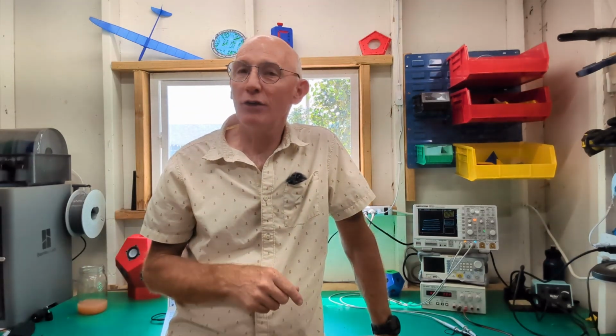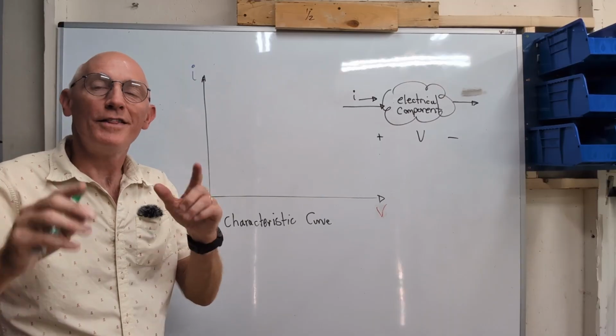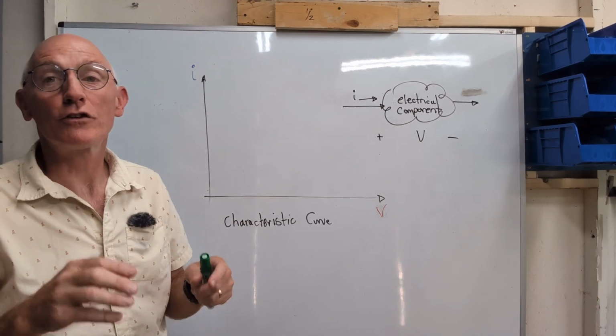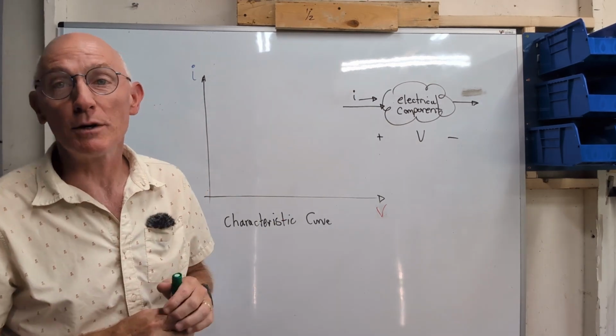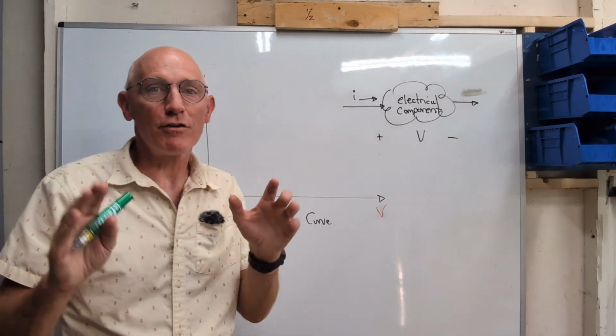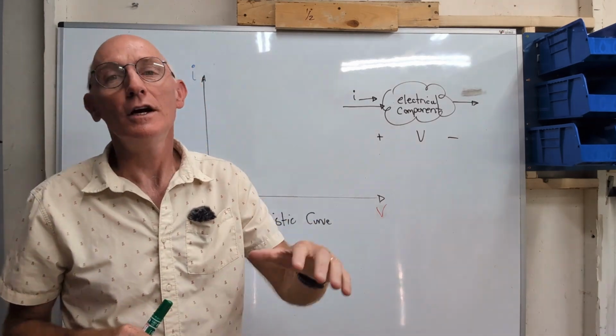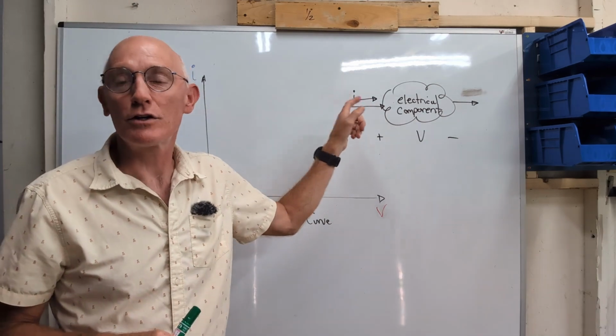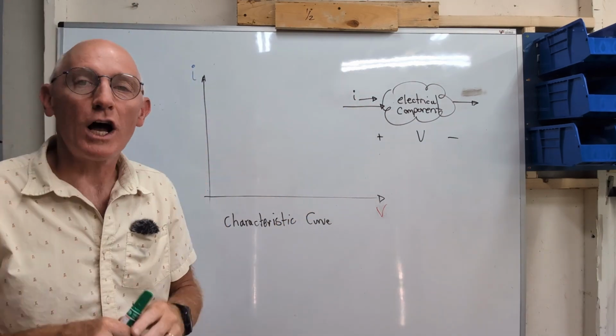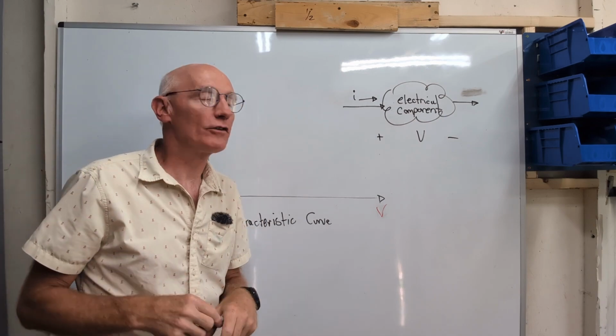You might be asking yourself, what is a characteristic family of curves? That's a great question. Let's go over to the whiteboard and I'll explain. The characteristic family of curves describes the voltage-current relationship through an electrical device. Every electrical device, it doesn't matter if it's resistor, capacitor, diode, inductor, BJT, has a characteristic curve. In order to understand it, let's consider a thought experiment.